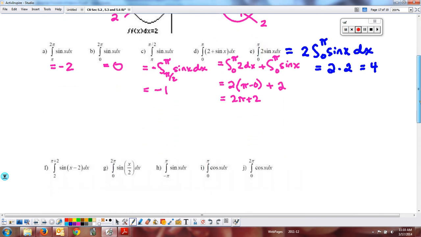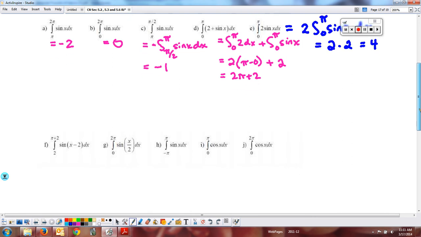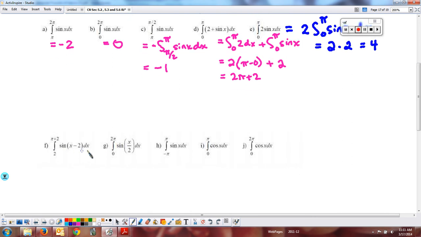Now we come down here and we take a look at the next one. The interesting thing about this next one is to realize, what really is this doing to the graph? This is taking the sine function and shifting it horizontally right 2.